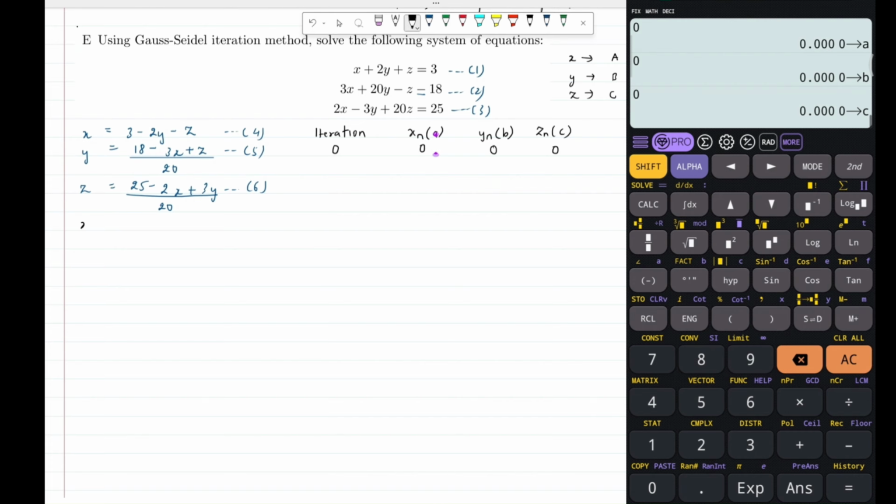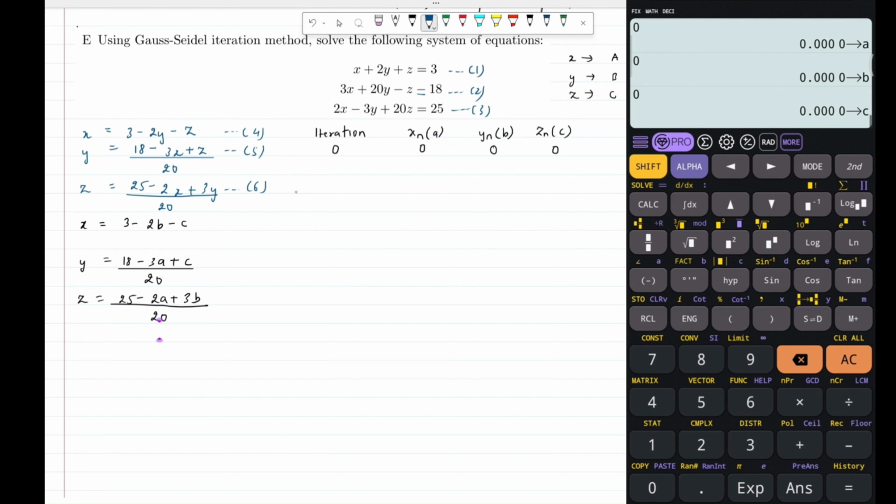Equation number 4 can be rewritten as 3 minus 2 times B minus C. Equation number 5 can be rewritten as 18 minus 3A plus C, over 20. And equation number 6 can be rewritten as 25 minus 2A plus 3B, over 20. This we are doing just for consistency, so that we do not get mixed up with x, y, z and a, b and c. Since on calculators we will not be able to use x, y and z, we will be using a, b and c.